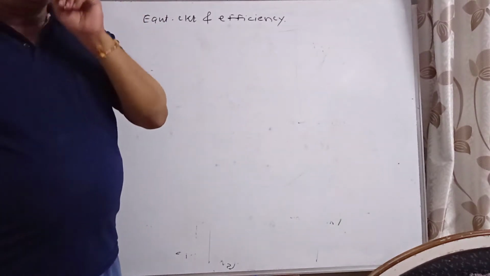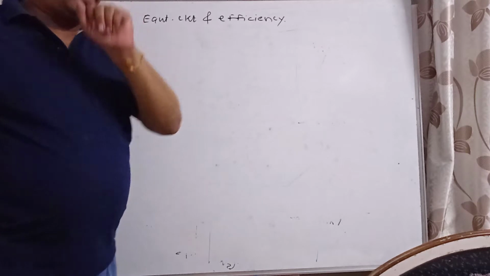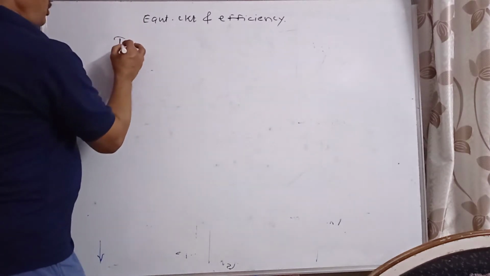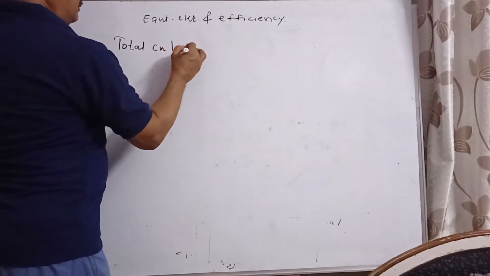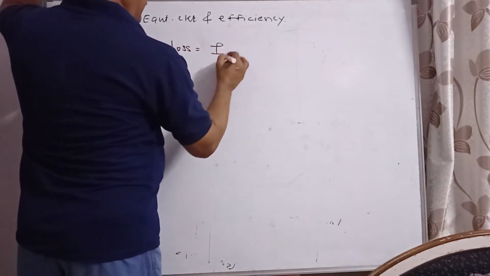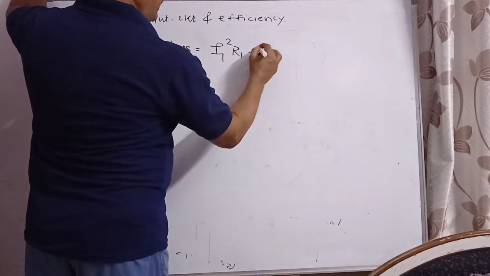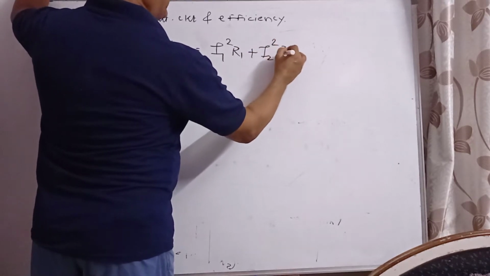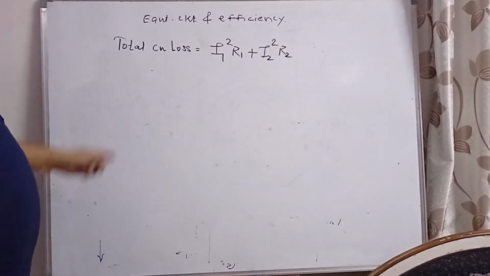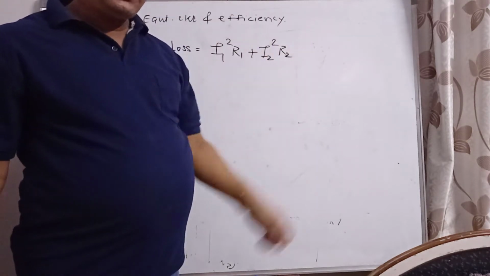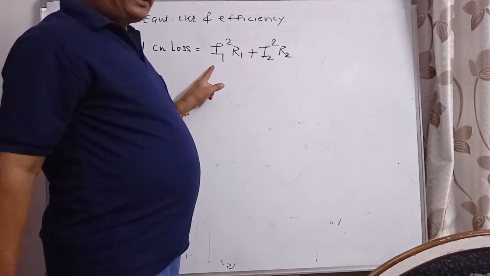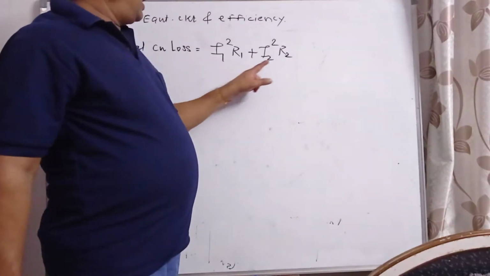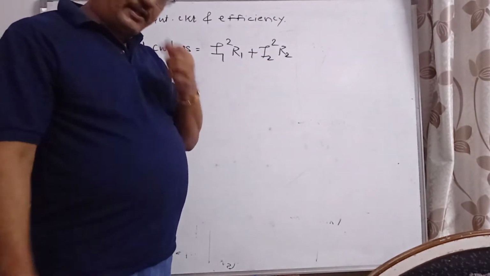But for that, we should know how to calculate total loss. Total copper loss, which is variable, is I1 square R1 plus I2 square R2. I1 is the primary current, R1 is the primary resistance, I2 is the secondary current, R2 is the secondary resistance.